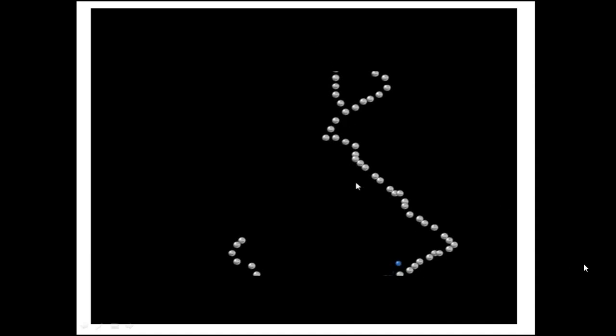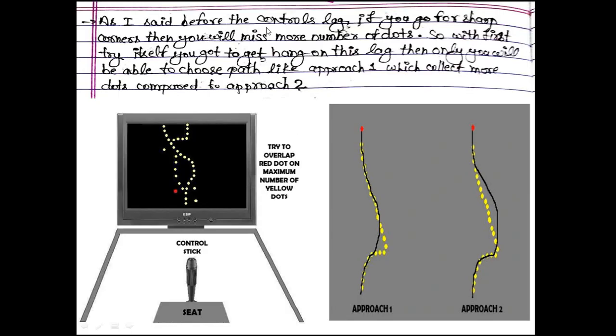This is the ball, you have to superimpose. These balls are coming downside. Now as I said before, the control stick, if you go for sharp corners like here, you will miss more number of dots. So with the first try itself you have to get hang of this stick, then only you will be able to choose a path like approach 1, which will collect more dots compared to approach 2.